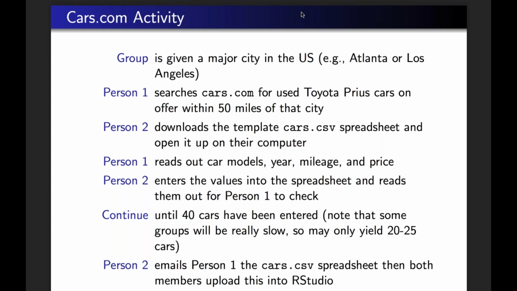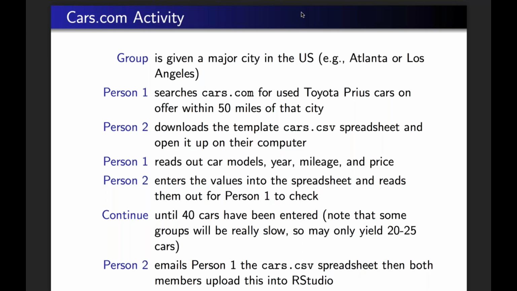Person 1 will then read out the car models, year, mileage, and price, one by one. Person 2 will enter those values into the spreadsheet and then repeat the numbers back to person 1 to check. They'll continue doing that until about 40 have been entered. What's always remarkable to me is the differences in efficiency among students. Some students, in the same time, maybe only take five minutes to get started and only do 15 or 20. At some point, I cut things off and have people move to the next level.